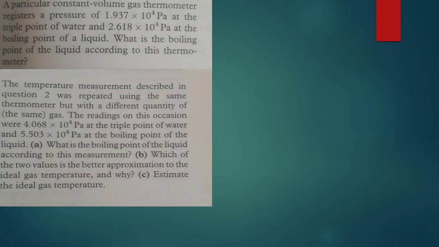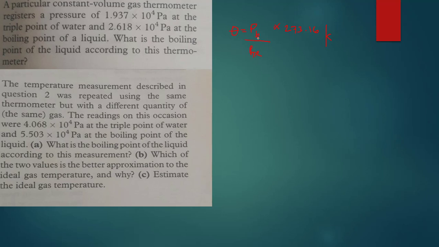We have a particular constant volume gas thermometer which registers a pressure of 1.937 times 10 power 4 pascals at the triple point of water, and 2.1618 times 10 power 4 pascals at the boiling point of a liquid. So what is the boiling point of the liquid according to this thermometer? If we want to know the boiling point, we take the pressure at the boiling point divided by the pressure at the triple point, times 273.16 Kelvin.